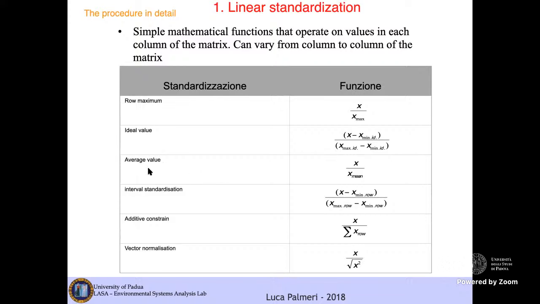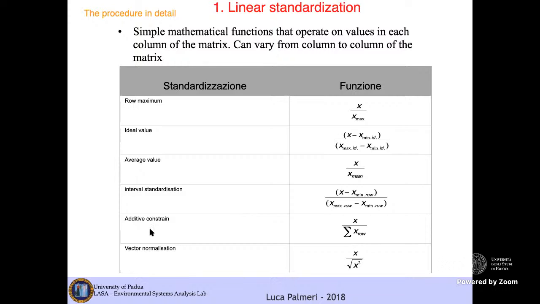You can standardize by normalizing by the mean, or you can standardize by interval standardization. This is one of the most common standardizations. It gives you a value of 0 when the criteria is the minimum, and the value of 1 when you are on the criteria of maximum. So if you apply interval standardization, you are essentially converting the criteria indicator into the 0-1 interval. 0 is the minimum and 1 is the maximum.